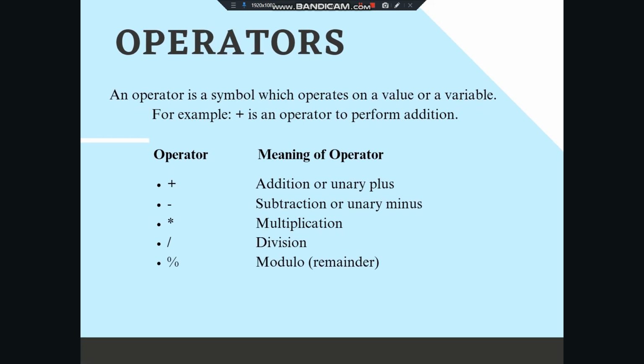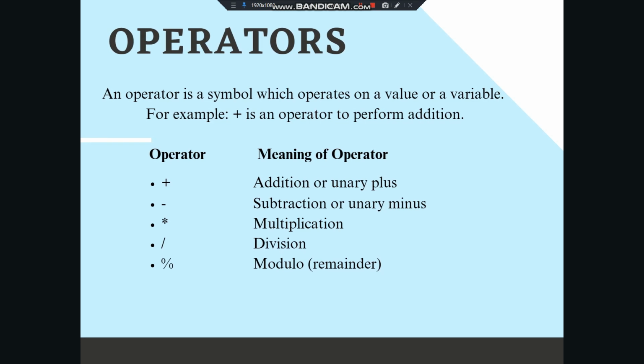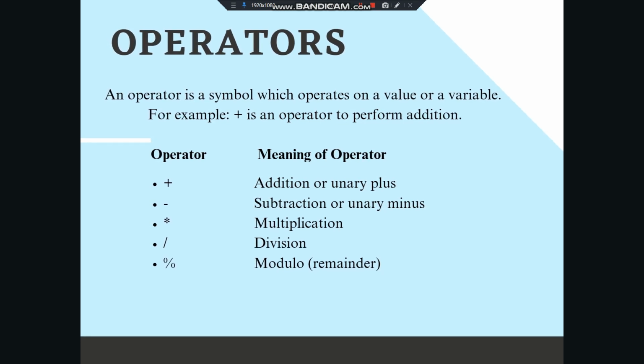Operators. An operator is a symbol which operates on a value or a variable. For example, plus is an operator to perform addition, minus is for subtraction, star is used for multiplication, and slash is used for division, whereas percent is for modulo, the remainder.